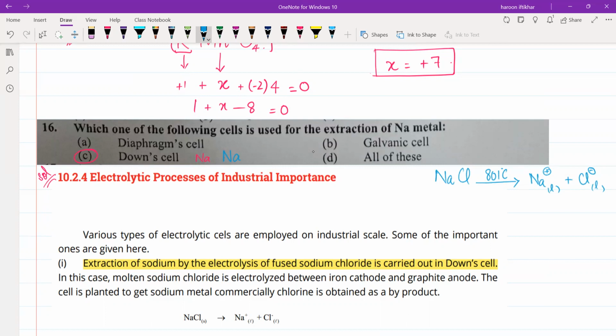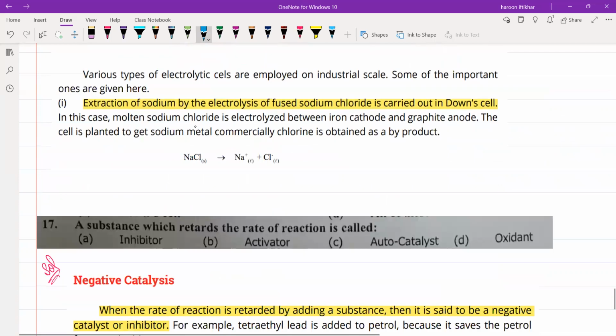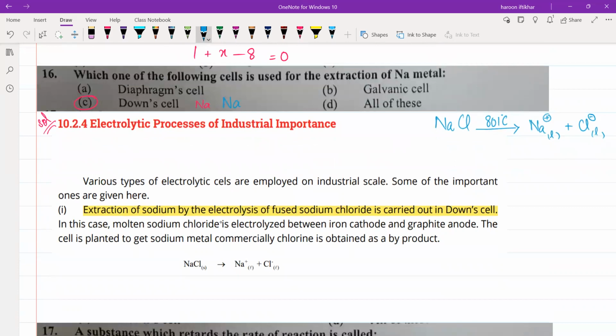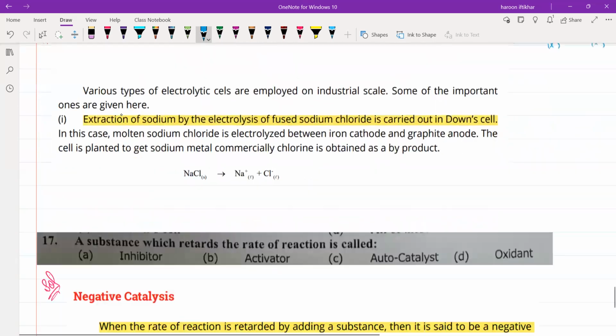The diaphragm cell is used for the production of sodium hydroxide. A galvanic cell is any cell in which spontaneous reactions can happen to give us electricity. The Downs cell is a type of electrolytic cell. So the extraction of sodium metal by electrolysis of fused sodium chloride is carried out in the Downs cell. It is written over here, so you can get the answer.